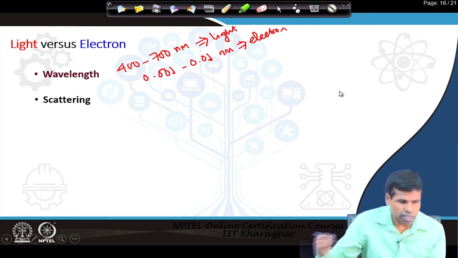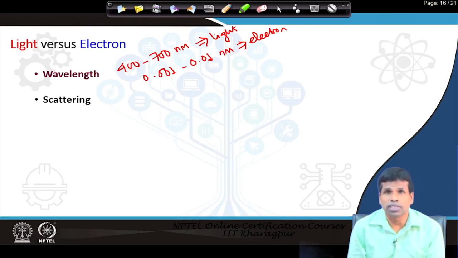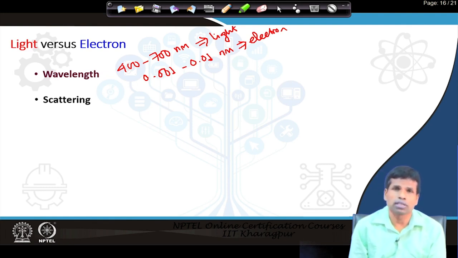Then scattering. Electrons scatter much more strongly by gases as compared to light. Actually, an electron will not pass a few millimeters in air at atmospheric pressure. So, if it cannot pass a few millimeters, how will it come and strike the specimen and give us a signal? So, the electron path has to be evacuated to use an electron beam in the microscope.